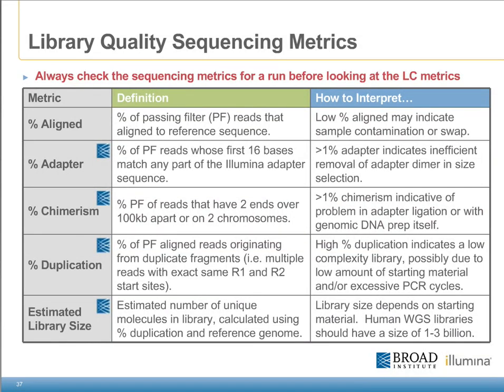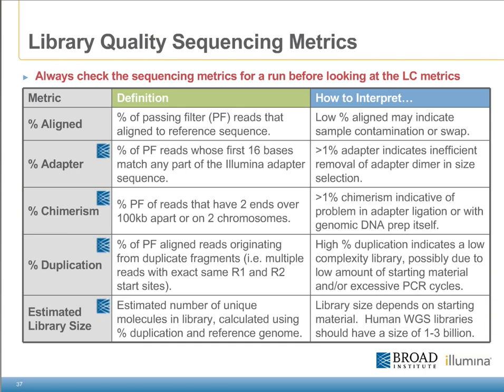Finally, you can use sequencing metrics to look at the quality of your library after it's been run. Of course, you should always check that your actual sequencing quality metrics were okay before looking at these LC metrics. There's no point in trying to figure out if your library was good if your sequencing run was bad, if your error rate was high or you had weird phasing or pre-phasing, or any of those sequencing metrics are off. But if you do have a good sequencing run, you can look at these various metrics to figure out how good your library is.